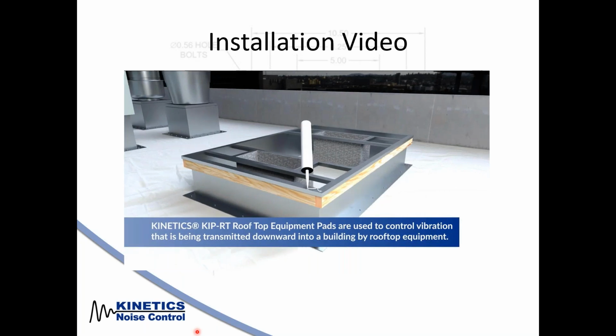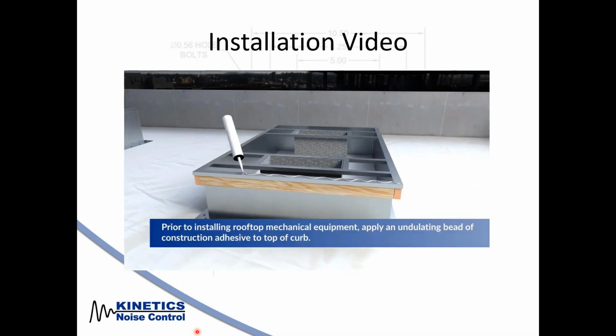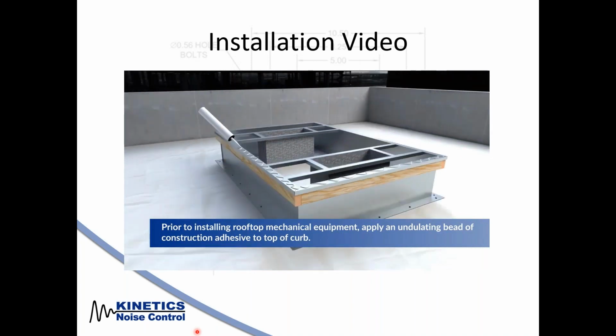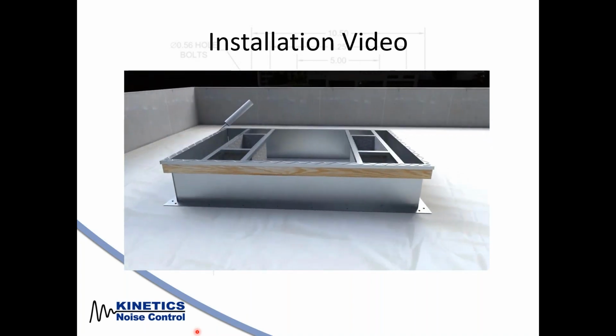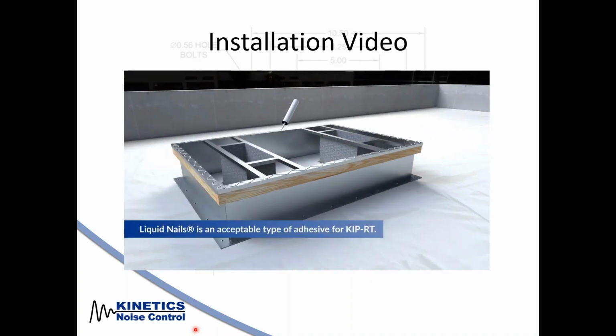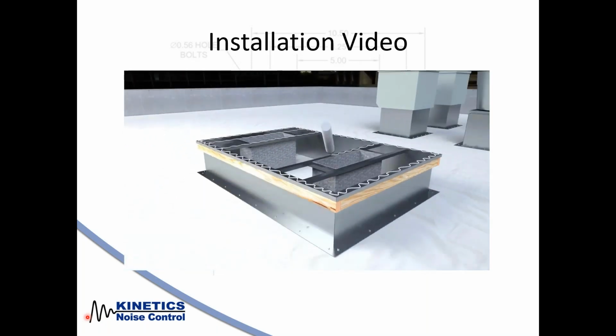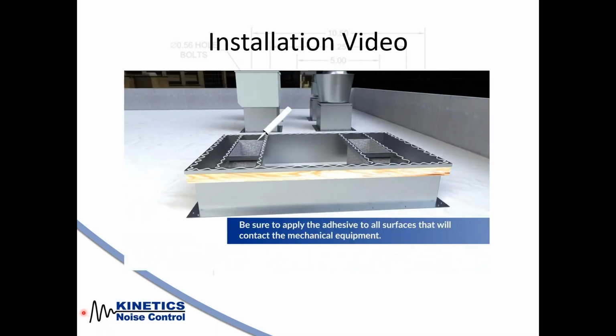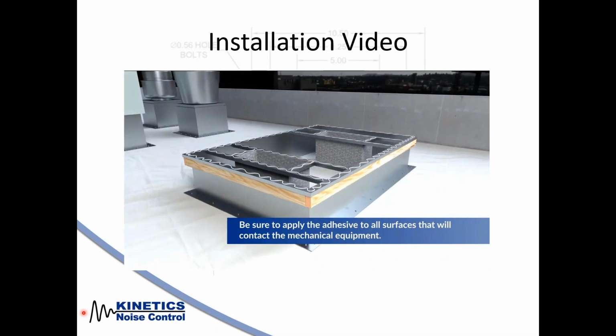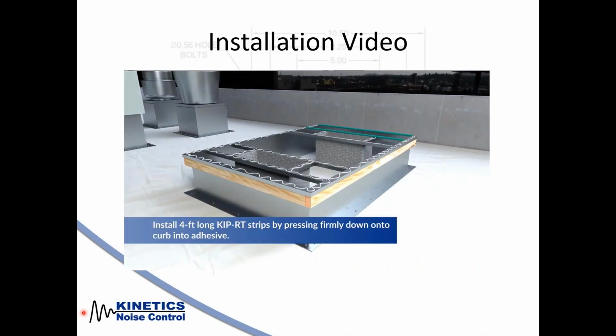So you would just use like a liquid nails or a construction adhesive to attach the isolation right to the factory curb. The advantage of this is you will be able to utilize the internal isolation on the air handling unit. So the air handling unit has a fan inside of it. That fan has springs under it.